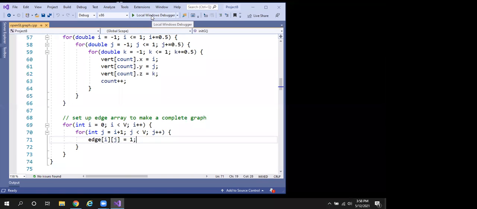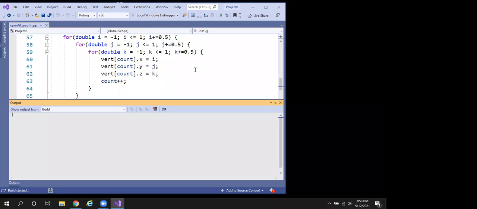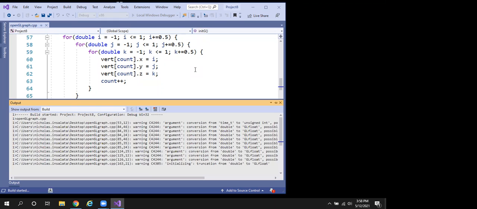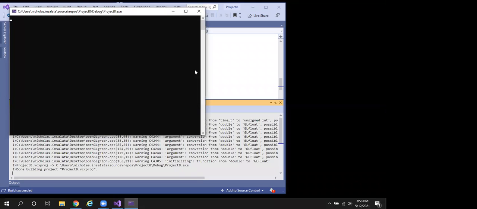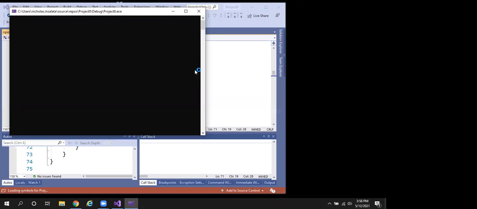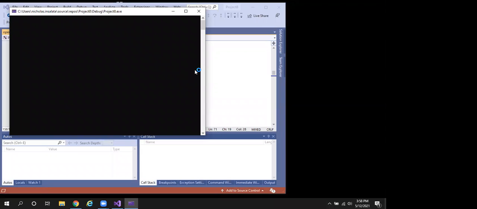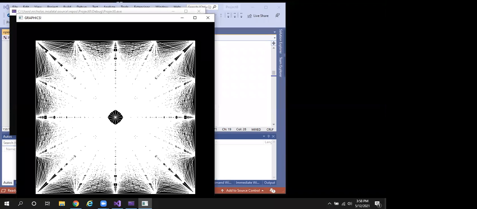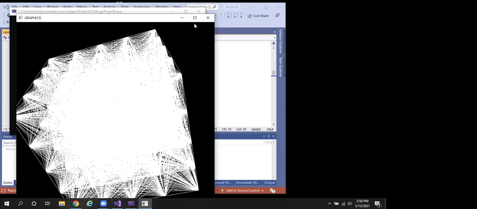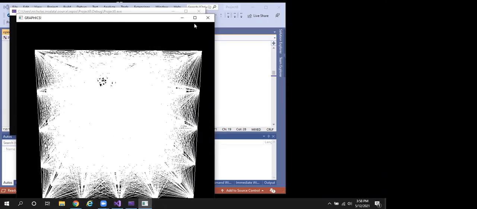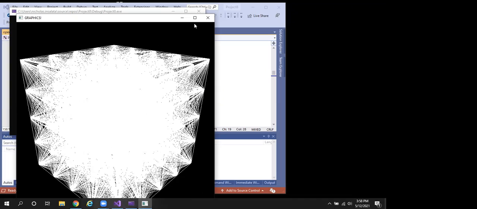So if I run this, I'm going to have a 5 by 5 by 5 point cube where every vertex connects to every other vertex. In other words, it's a full adjacency matrix, full of 1s. And there you go. You can see the 5 vertices down one side, 5 vertices across. If I rotate this, you can see there's 5 in every direction. And this is very full. There's a lot of connections there.